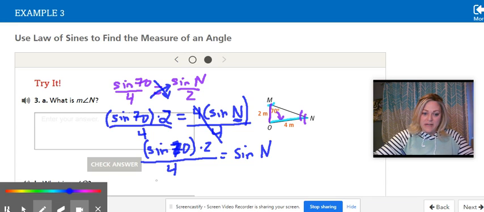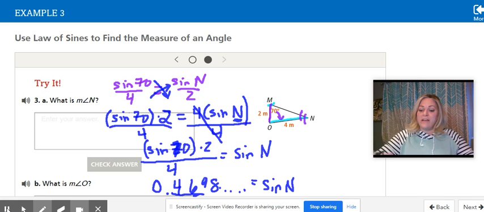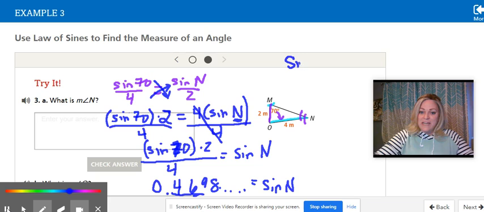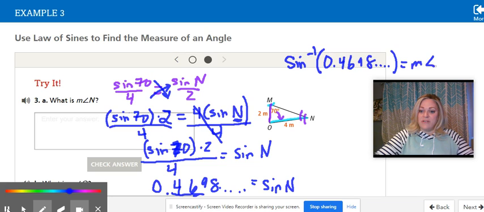I get, again, some ugly decimal, 0.4698, yada, yada, yada, equals sine n. Remember, that decimal, the 0.46, that is not the angle. I have to find the angle. And to do that, I'm going to use the sine inverse. So I'm going to take this up here, way up here, and I know that the sine inverse, or the inverse trig function, of 0.4698 dot, dot, dot, will give me the angle measure of angle n. So the measure of angle n.